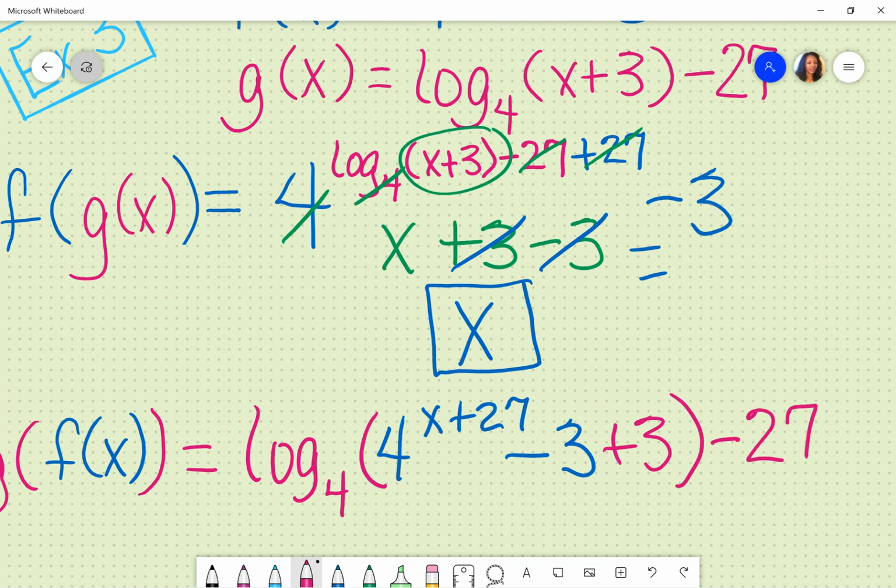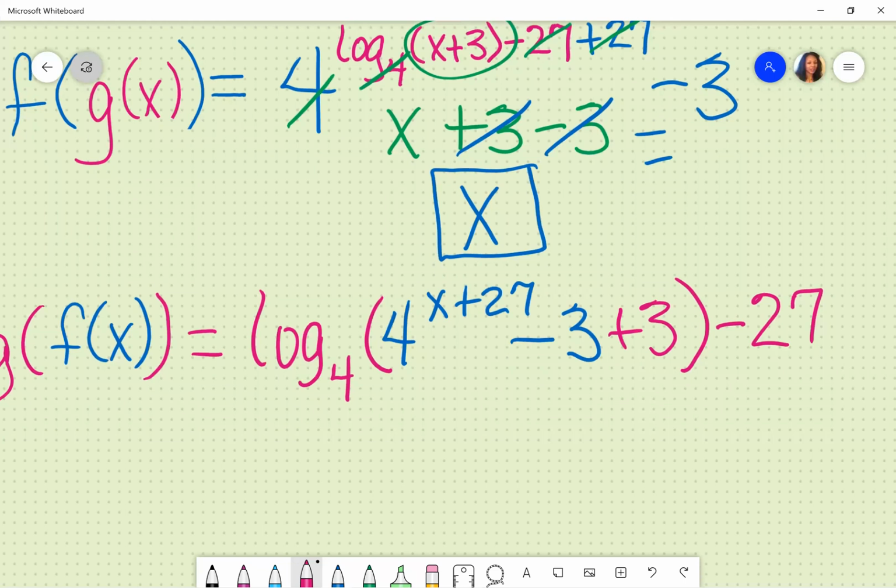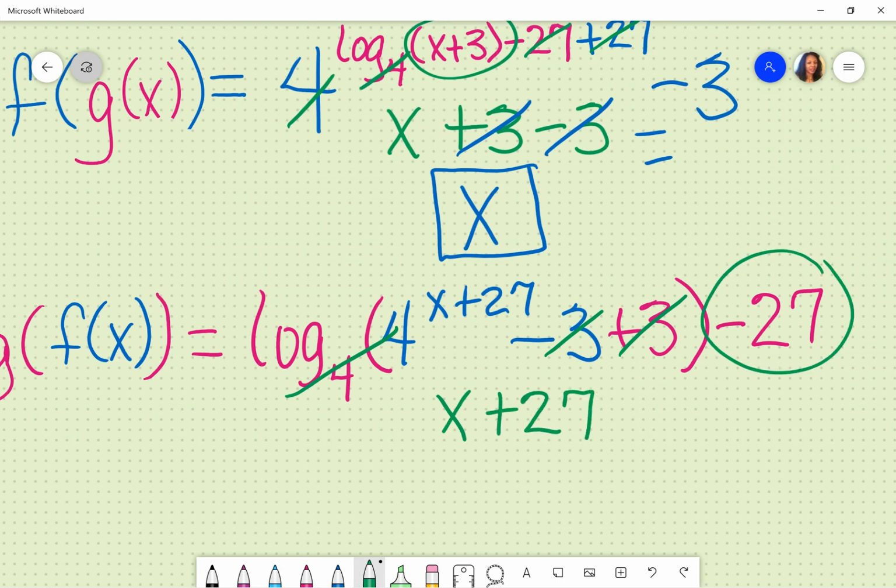So again, what I can do is everything that's inside of the parentheses, go ahead and simplify. Negative 3, positive 3, that's 0. I know my rules say that my bases are the same. I can just bring down that x plus 27. I have a minus 27 on the outside. So I know once I simplify this, I am left with just an x.